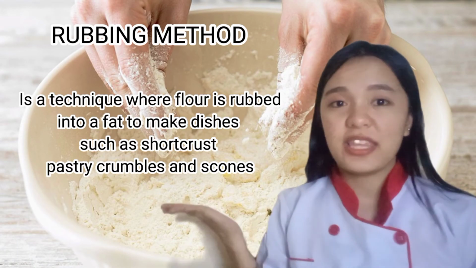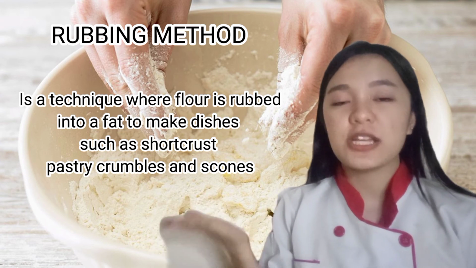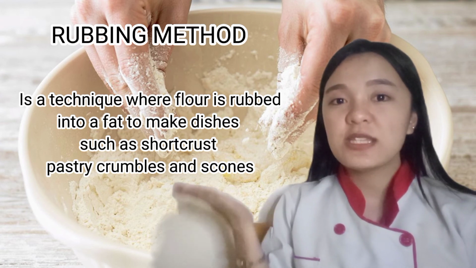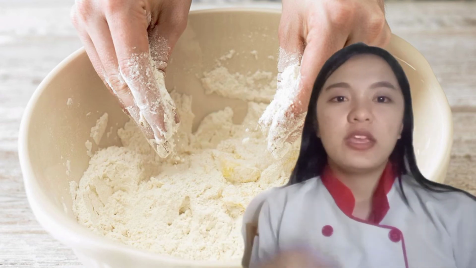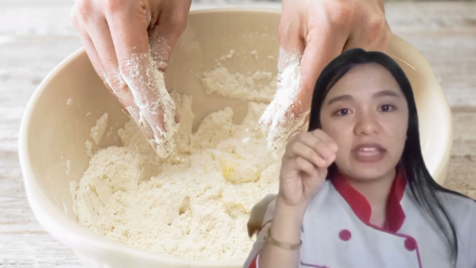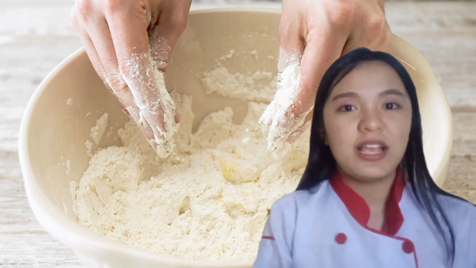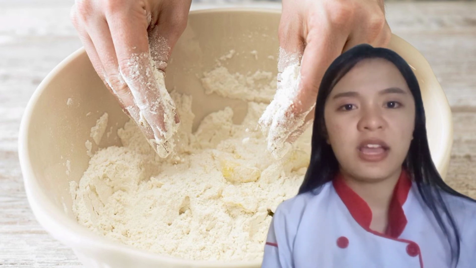Rubbing is a technique where flour is rubbed into a fat to make dishes such as shortcrust pastry, crumbles, and scones. Using your fingertips, rub your flour and butter together until the mixture resembles breadcrumbs or coarse crumbs, depending on the recipe.